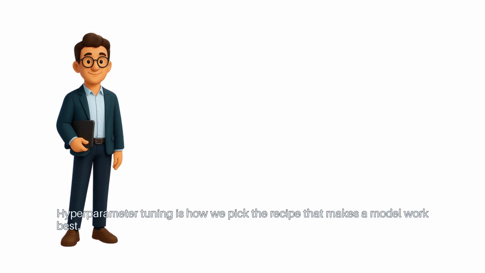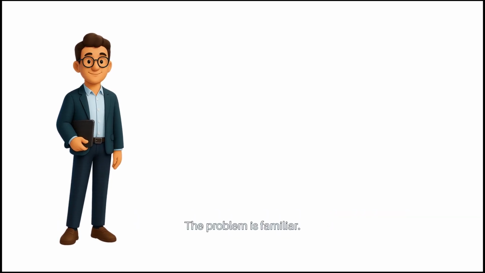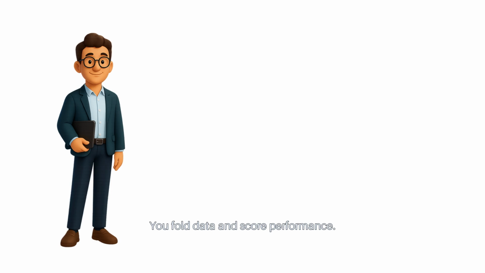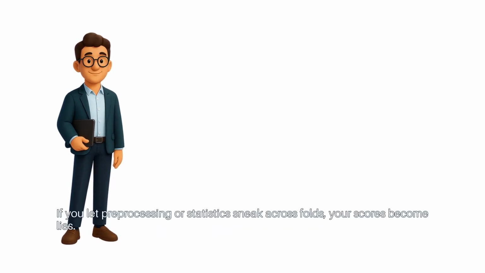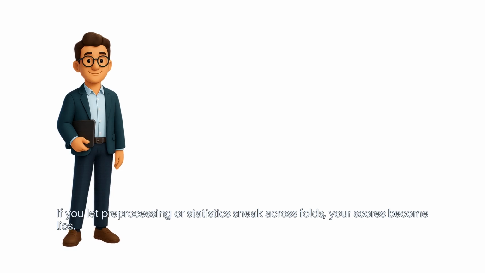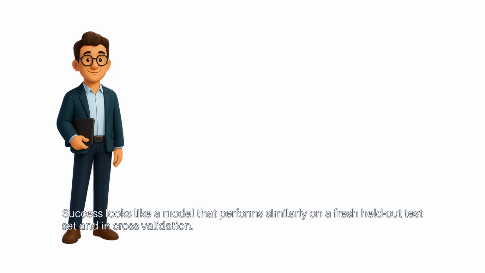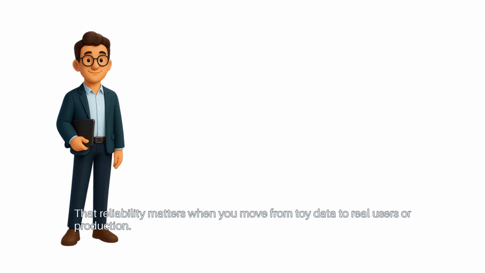Hyperparameter tuning is how we pick the recipe that makes a model work best. The problem is familiar. You run many experiments. You fold data and score performance. If you let pre-processing or statistics sneak across folds, your scores become lies. Success looks like a model that performs similarly on a fresh held-out test set and in cross-validation. That reliability matters when you move from toy data to real users or production.